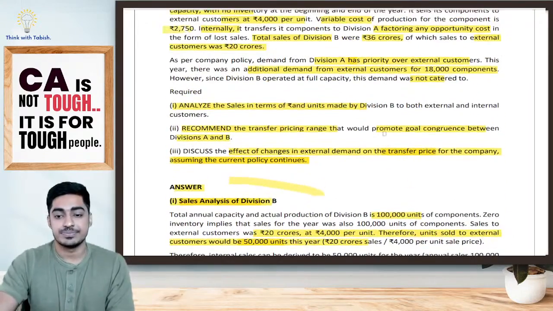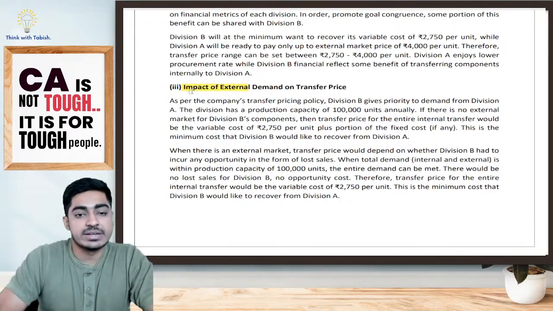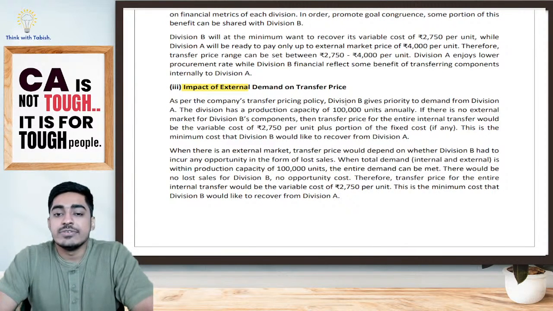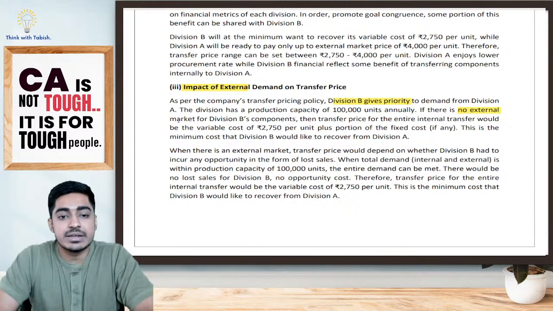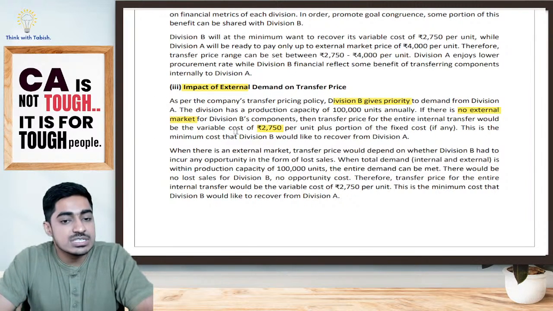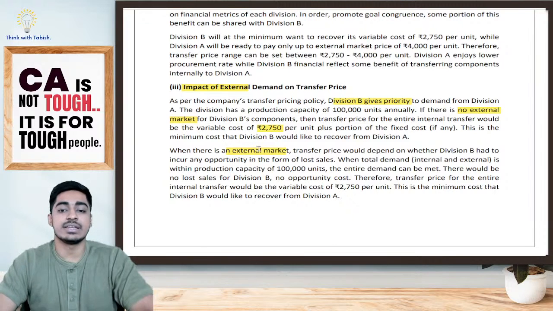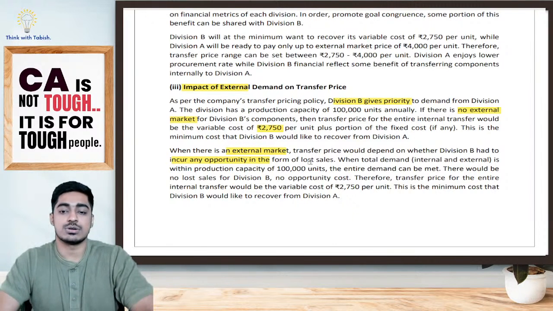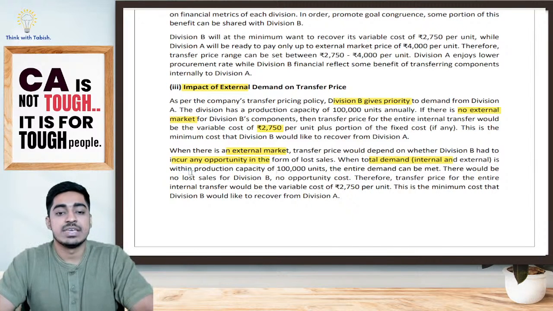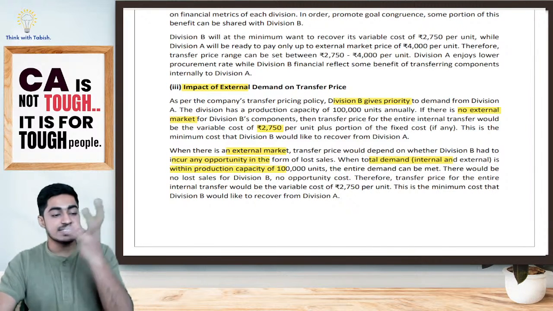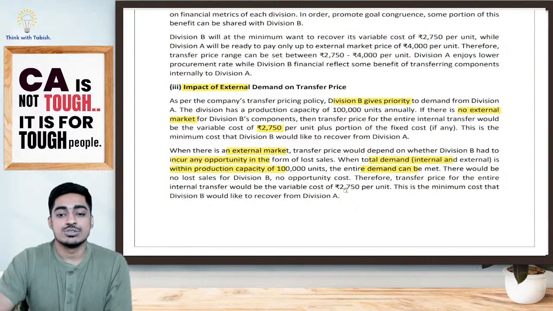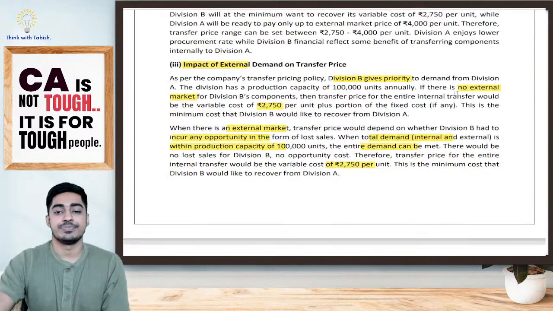Look at the impact. First, we are telling what the company policy is. Division B is getting priority. If there is no external market, transfer will happen at 2,750. If an external market is there, it depends on whether we have to incur opportunity cost or not. If the total demand, internal plus external, is within 1 lakh, the entire demand can be met. So again, it will be 2,750.